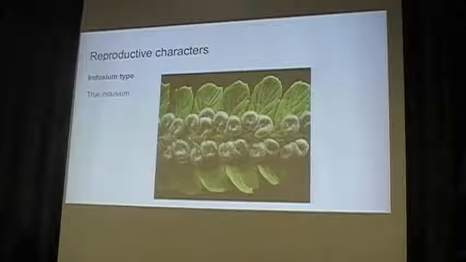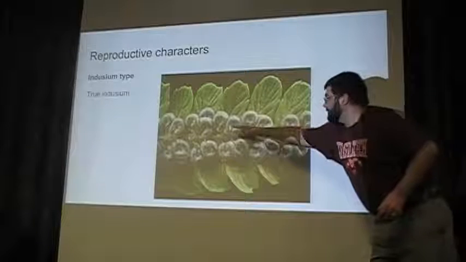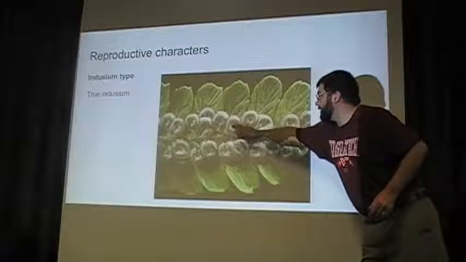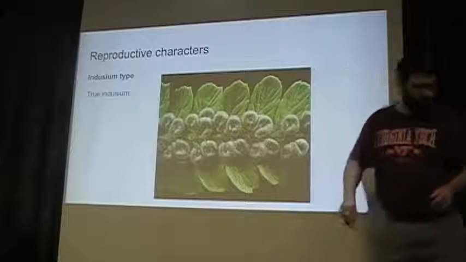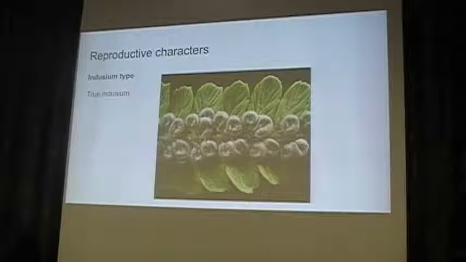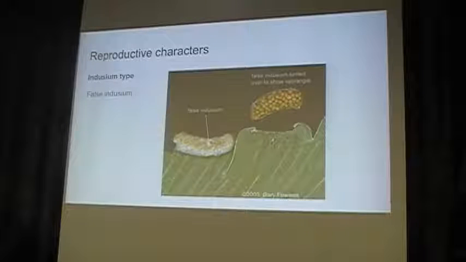And this is just a little bit of a close-up on the true indusium. So each of these little horseshoes here, it's growing up. You can kind of see the little donut hole. So it's growing up from here. It's kind of horseshoe shaped and it's covering sporangia around it. And then the false indusium, the edge of the leaf is just curling over.